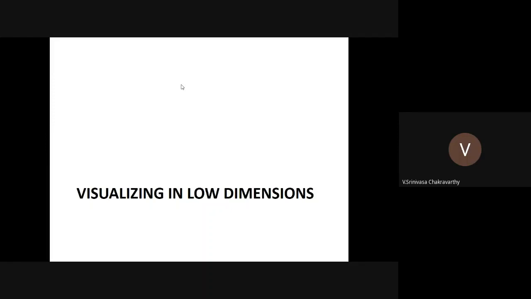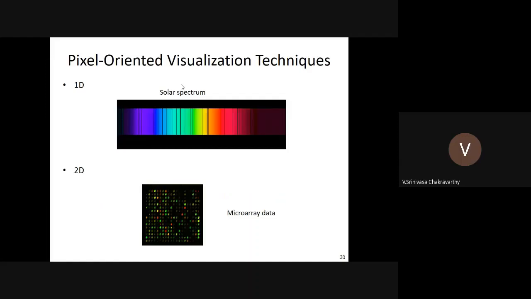So visualizing low dimension data is very simple. There are not too many options, and not too many difficulties in visualizing them. But when you go to high dimensions, things get more complicated. So let us look at some examples of this kind, both low dimension, that is more than one dimension, and also higher dimensions. So, 1D, I looked at an interesting example yesterday, right?